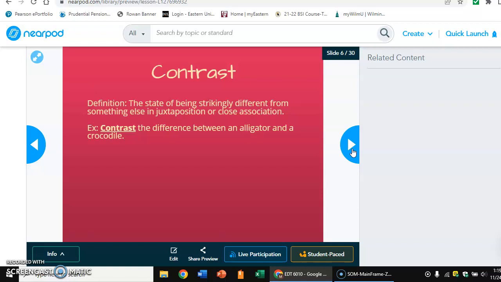Let's take a look at our next word, which is contrast. Again, many of us have heard this word in conjunction with compare and contrast. Compare is when you talk about the similarities of things, whereas with contrast, you talk about how they're different. So let's take a look at the definition. The state of being strikingly different from something else in juxtaposition or close association. An example of using contrast in a sentence is, contrast the difference between an alligator and a crocodile. So essentially here, you're trying to find the differences between an alligator and a crocodile.